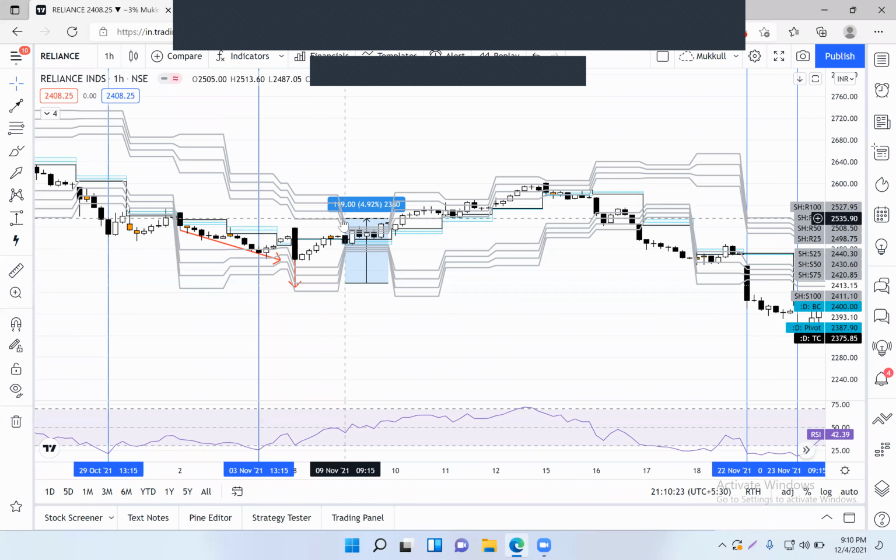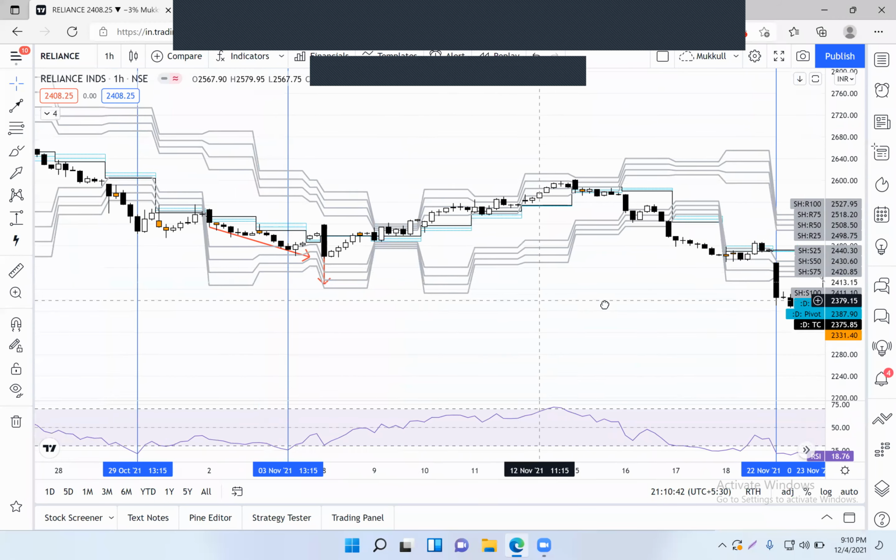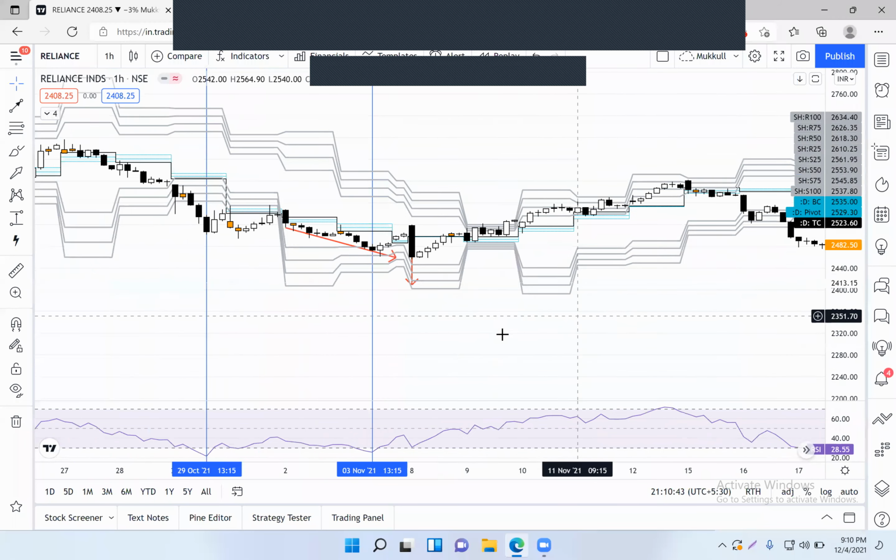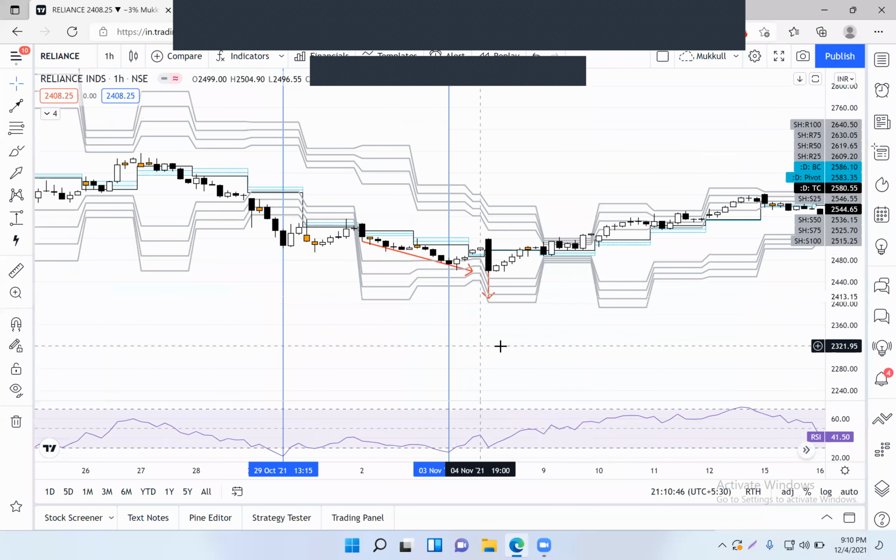But between R25 and R50 you should book your targets. That is certainly advisable, but you can trail it according to your particular setups or additional things, if you can spot anything, right? So this was a general thing. Now let's look if you're finding some setup here.